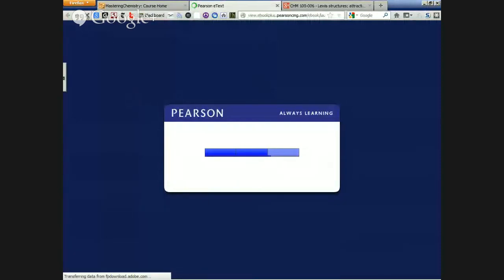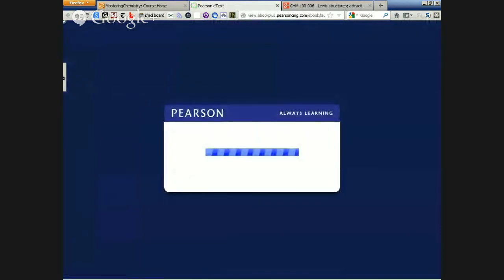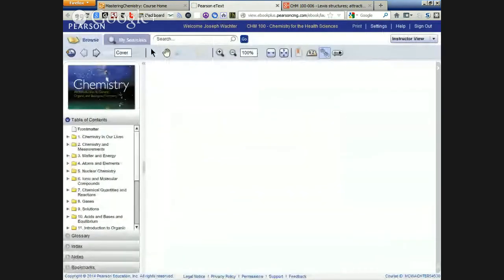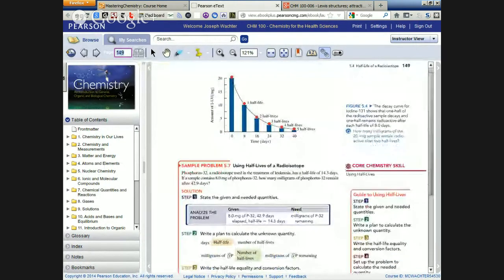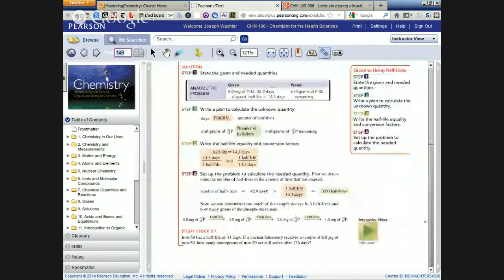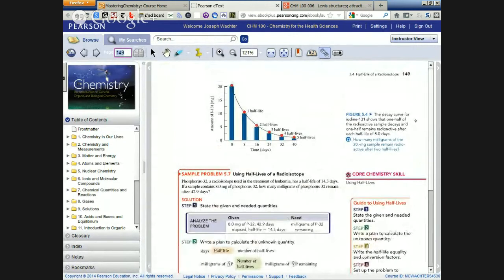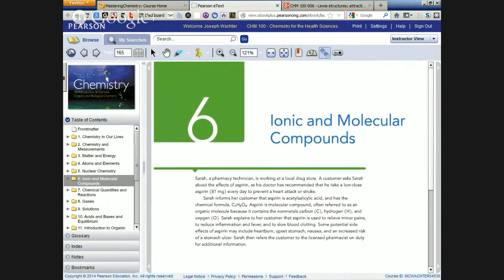Still waiting, huh? Reload it here. There we go. All right, there we go. So we're going to 149. Oops. Oh, I got the wrong edition of the book. Okay, we will find it in the other edition here. Not 149.